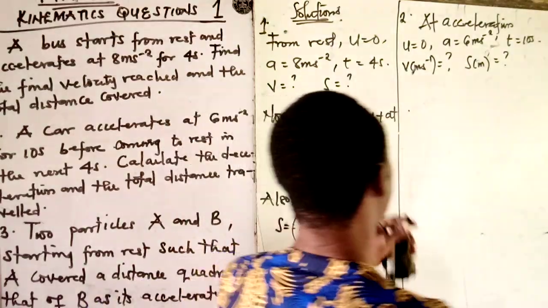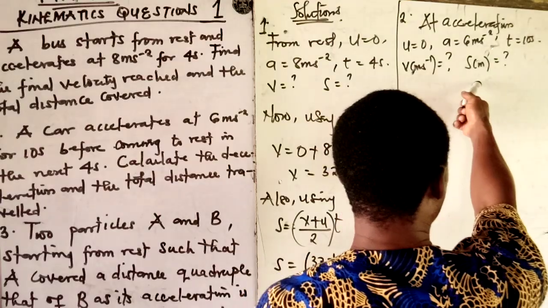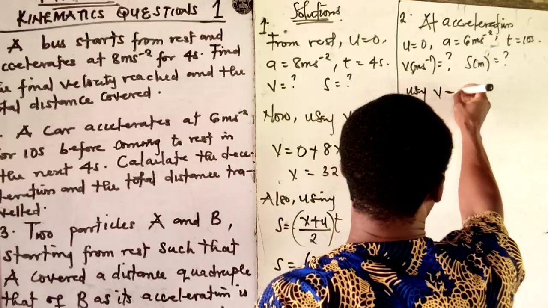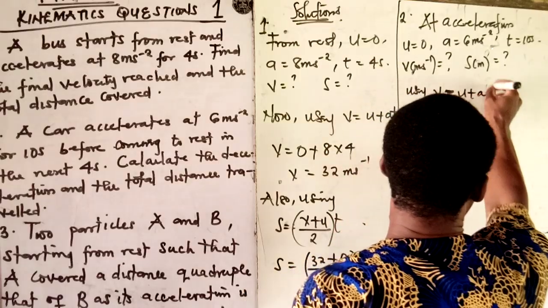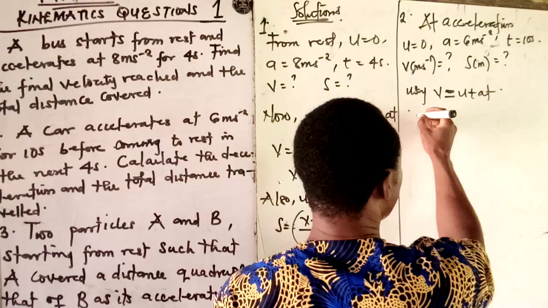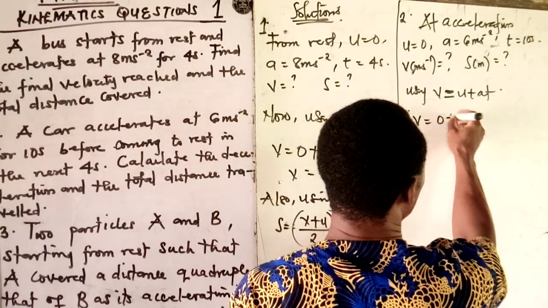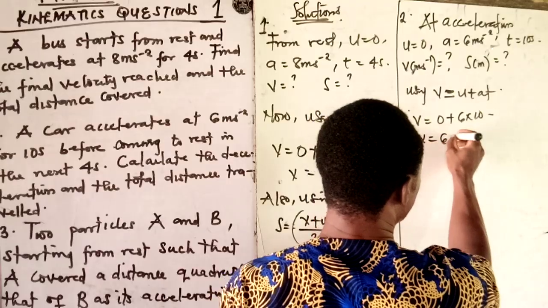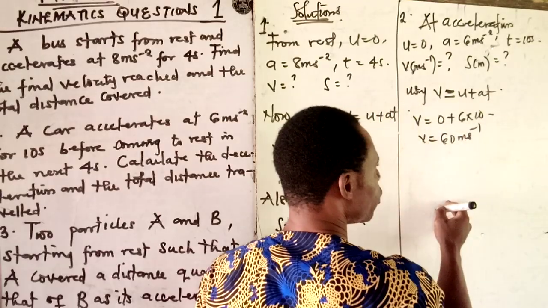Okay? Now, in this case, get it again. Using V is equal to U plus AT. Your V is V, U is 0, A is 6 times 10. Your V is 60 meters per second.